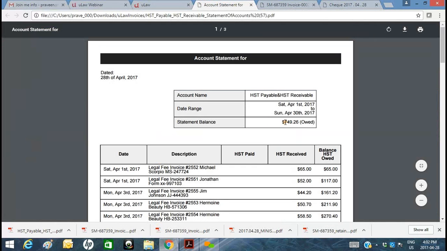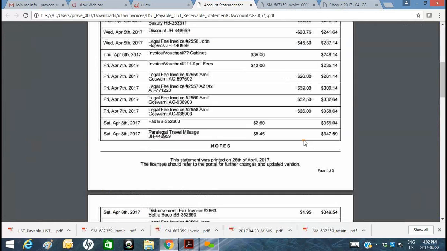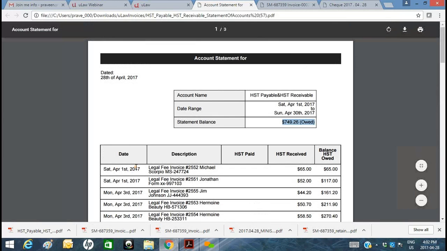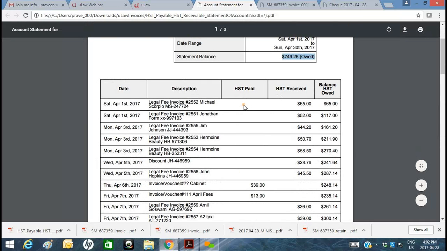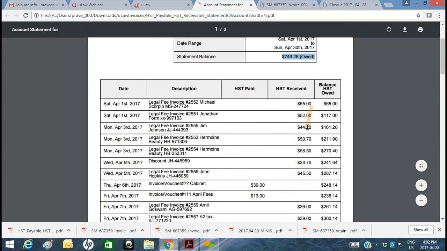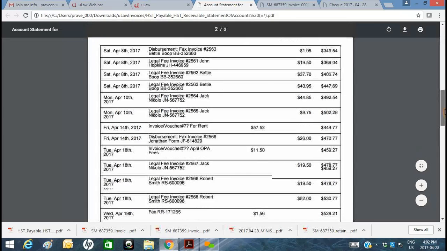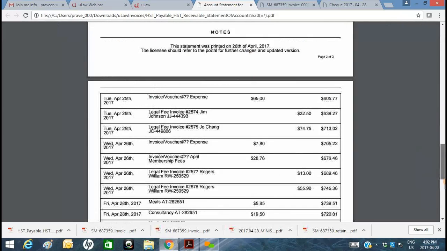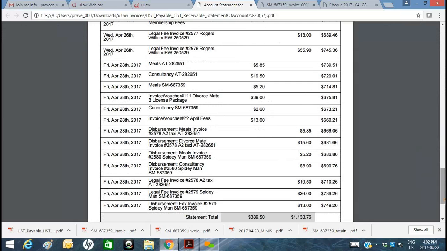Okay? It tells you in a quick snapshot the amount that you owe the government for that month as of today. And how does this account for it? The particulars of the date, the description, the HST paid for all of those expenses, as well as the HST received as part of your legal fees. Okay, really interesting, is it not? It really tells you in a single snapshot everything that you did.